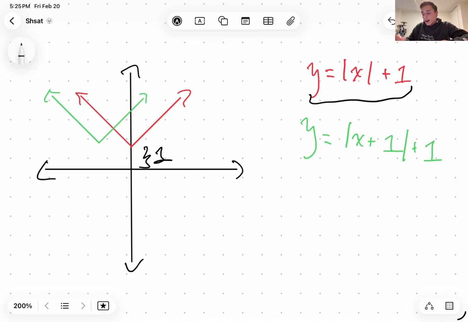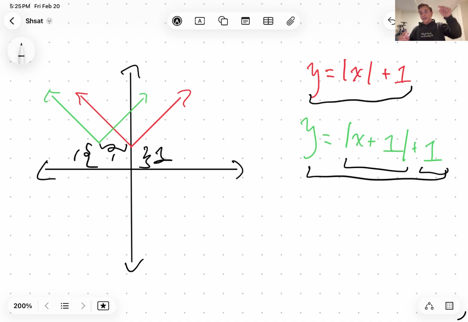So in the case of y equals absolute value of x plus 1 plus 1, it would be the normal y equals absolute value of x shifted up 1 unit and then to the left 1 unit, because x plus 1 shifts it to the left. So this distance is going to be 1, and this distance is going to be 1 as well. And that's going to be the center, and it will just have the same shape.